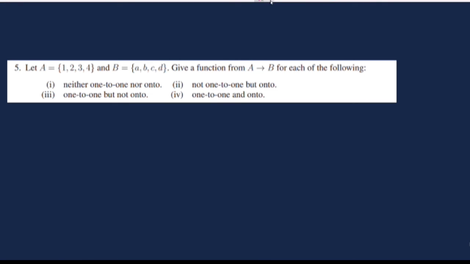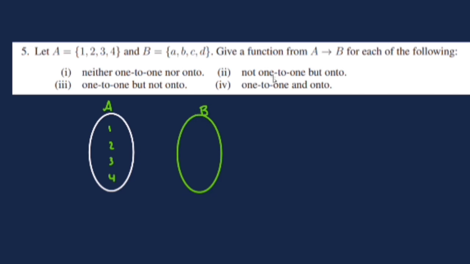Now, question number 5. Let A be 1, 2, 3, 4. B is a, b, c, d. Give a function from A to B for each of the following. So you have two sets here, set A is 1, 2, 3, 4 and set B is a, b, c, d. Now you have to give a function. It should not be a 1-to-1 function and it should not be onto. You know the definition of 1-to-1: different elements should have different images.